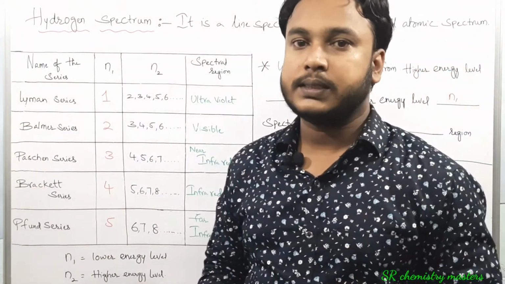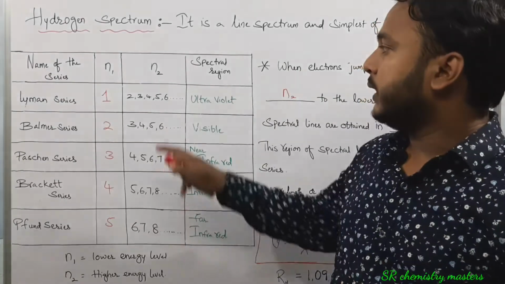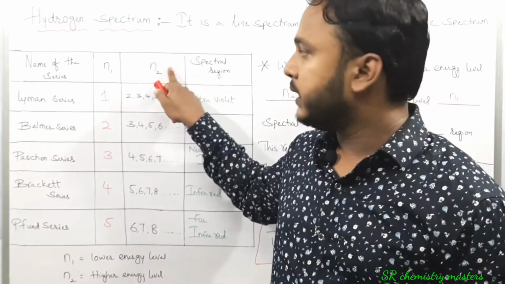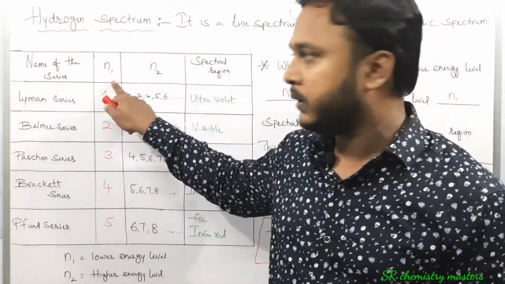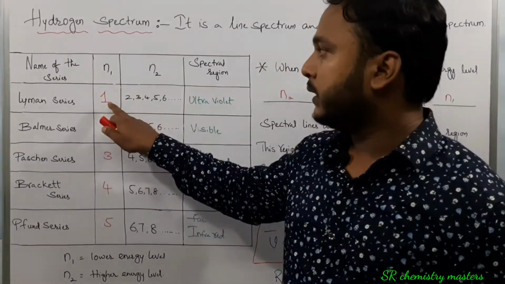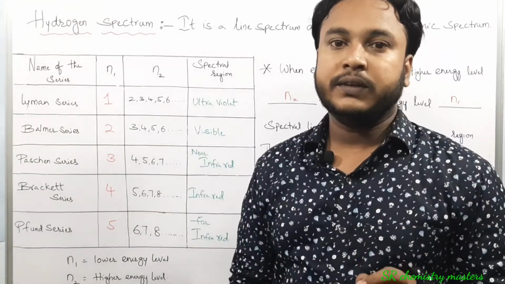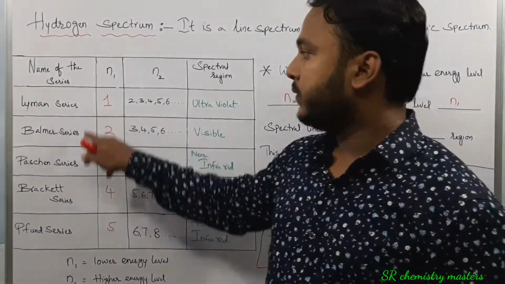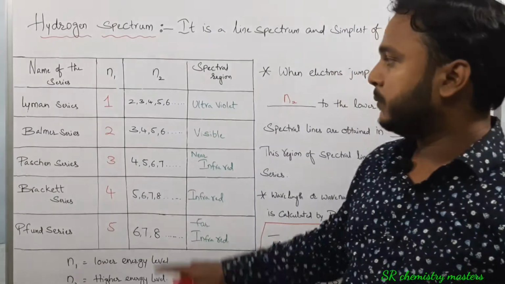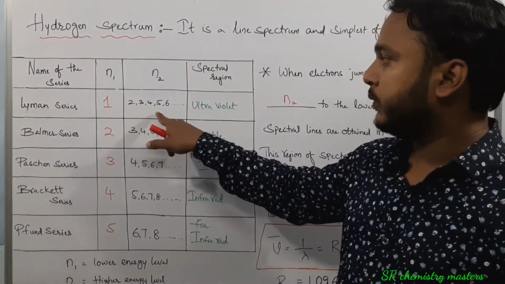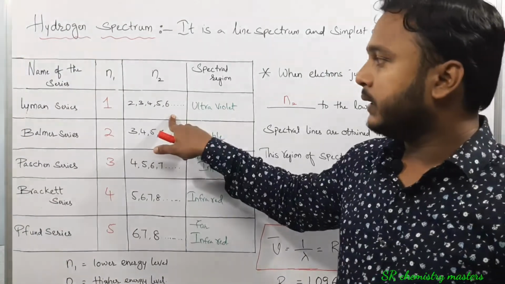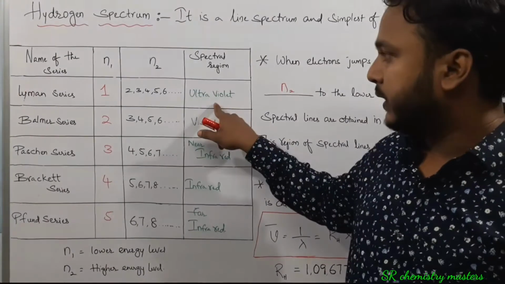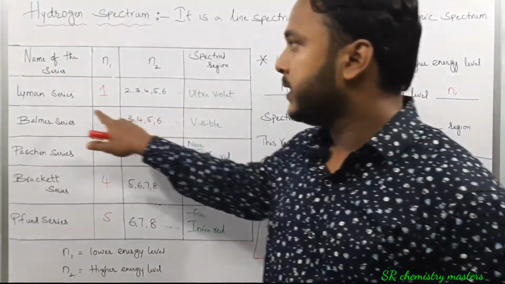Here we have two things to be seen. One is N2 and the other one is N1. N2 is nothing but the higher energy level, whereas N1 is nothing but the lower energy level. Always remember, this is important, because the point where the electron is reaching is important. Based on this, the series of lines are obtained. When the electron jumps from the higher energy level, that is 2, 3, 4, 5, 6 and so on, to the lower energy level, that is N1 equal to 1, the spectral lines are obtained in the ultraviolet region and this series is considered as the Lyman series.